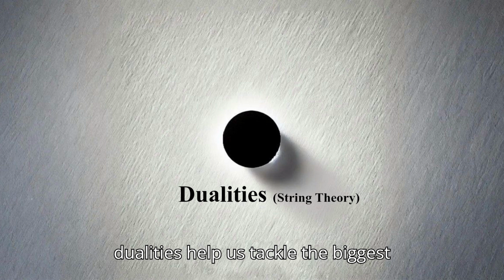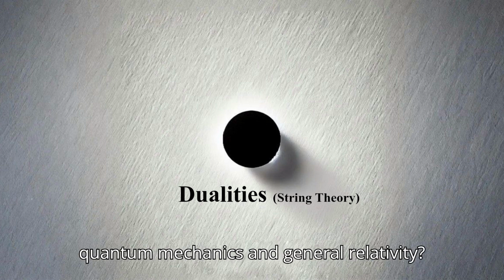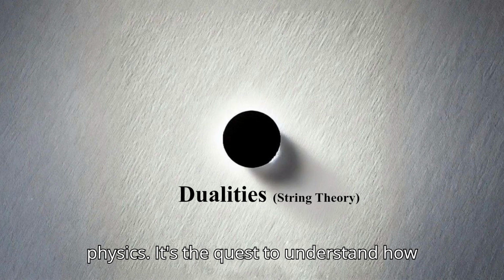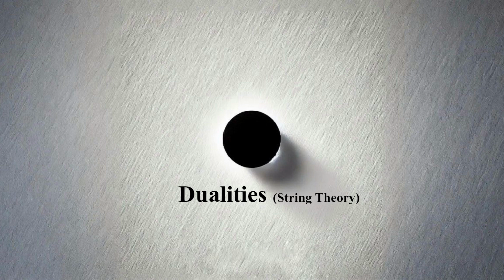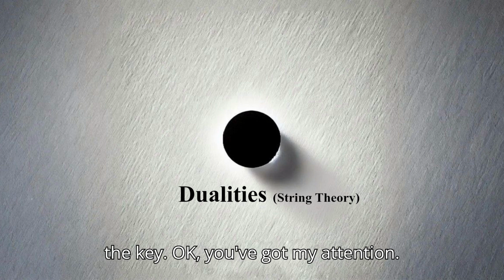Can these dualities help us tackle the biggest challenge in physics today? Unifying quantum mechanics and general relativity. Yes, the holy grail of modern physics. It's the quest to understand how gravity works at the quantum level. And you know what? Dualities might just hold the key. Okay, you've got my attention.